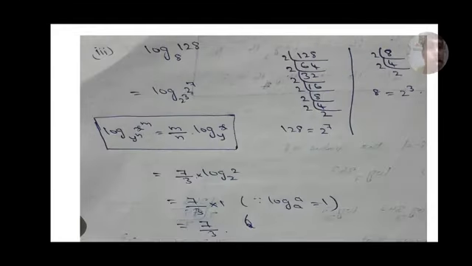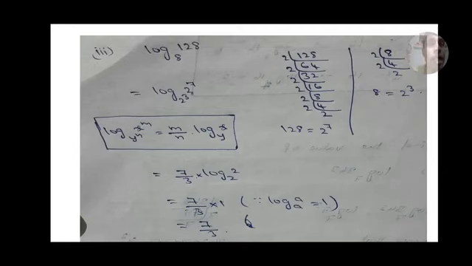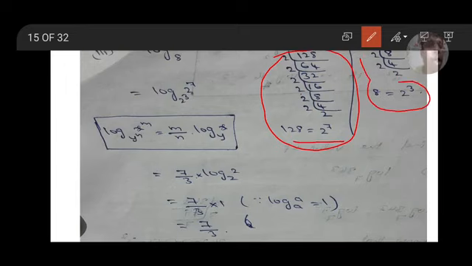Find the value of log 128 to the base 8. Log of 128 to the base 8. So 128, if we factorize, 64, 32, 16, 8, 4, 2, 2 into 2 into 2, 1, 2, 3, 4, 5, 6, 7, is 2 to the power of 7. And 8 is also 2 cube. So 128 is 2 to the power of 7 and 8 is 2 cube.